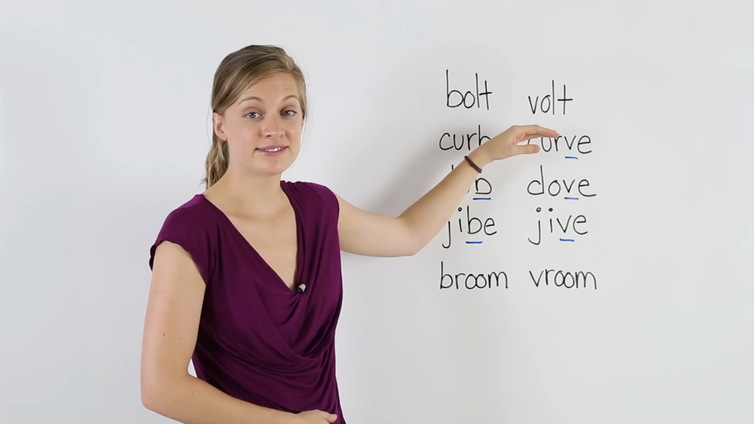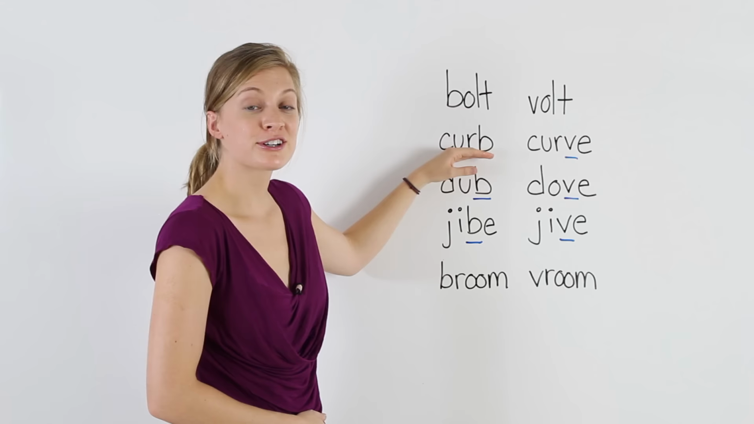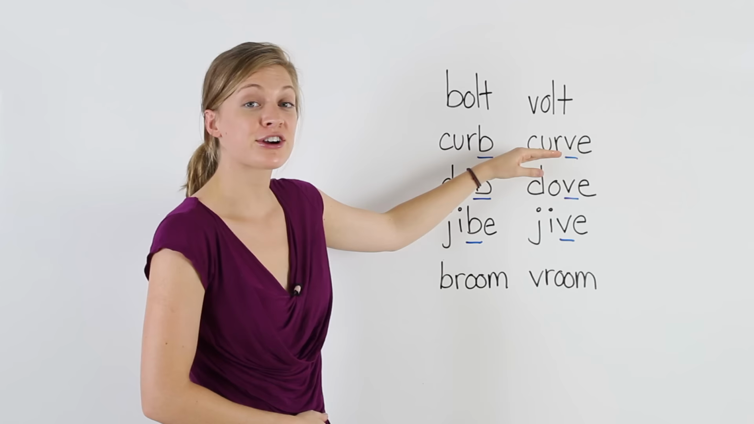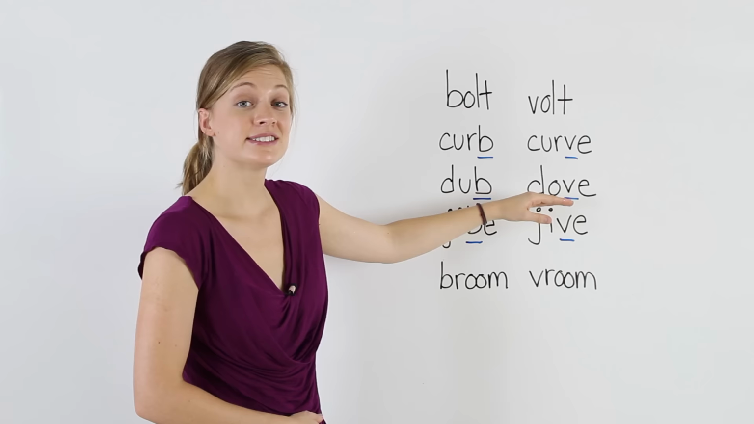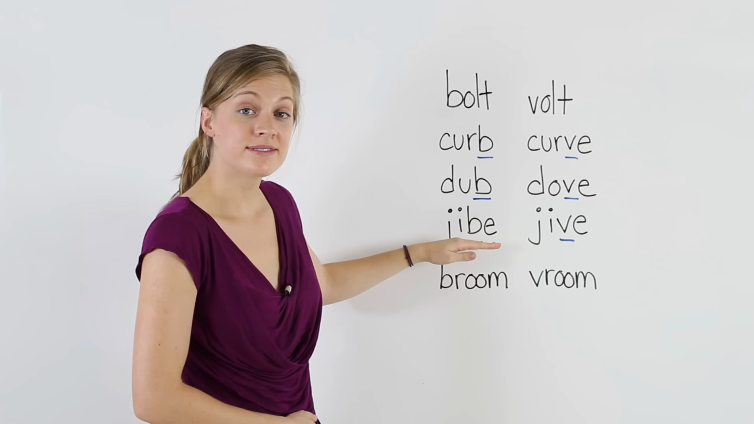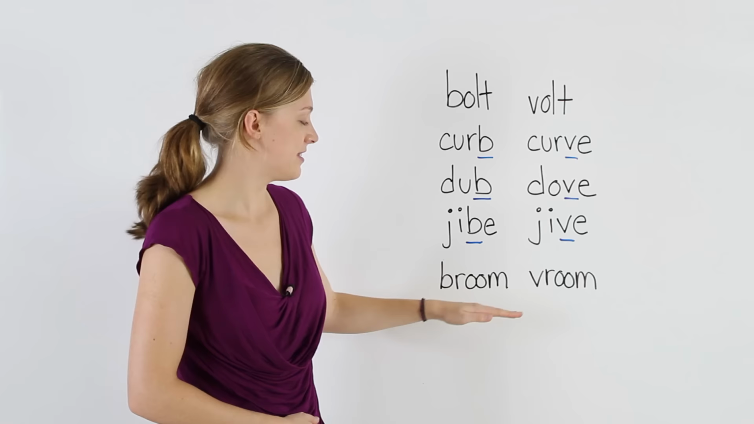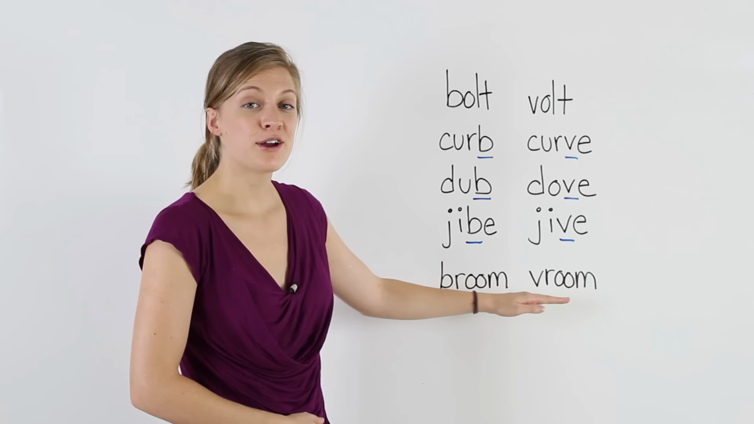Curb, curb. Curve, curve. Dub, dub. Dove, dove. Jibe, jibe. Jive, jive. Broom, broom. Vroom, vroom. Good. Now let's move on to a test.